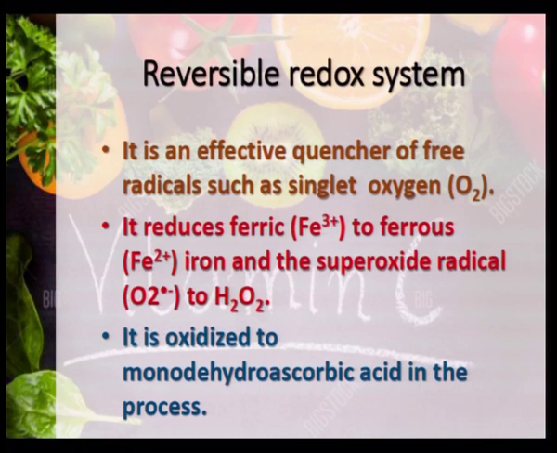It acts like a quencher of free radicals such as singlet oxygen, and in a different case it reduces ferric to ferrous and the superoxide radical to hydrogen peroxide. It is oxidized to monodehydroascorbic acid in all these processes. So, you see in this system how vitamin C acts like an effective free radical scavenger. So, you would appreciate how vitamin C in a real in vivo system inside the tissues is able to do this job in an effective manner.